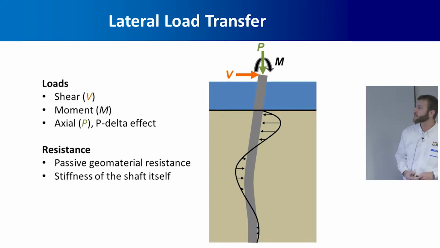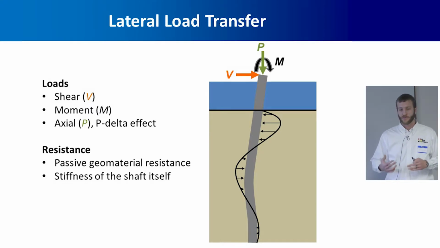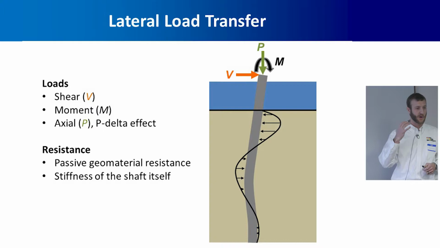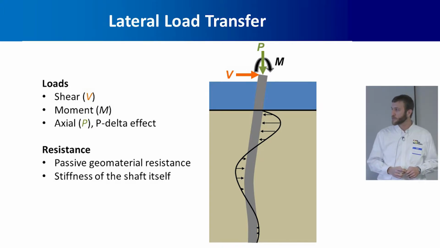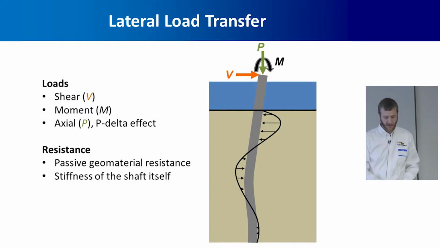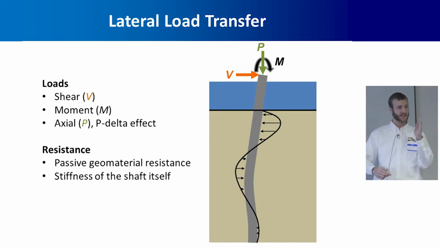So, lateral load transfer. Drilled shafts have to resist lateral loads as well. And we kind of break those down into 3 components: shear, or just horizontal load; moment, or torque, or overturning force at the top; and then axial load plays a little bit of a role in lateral loading as well. So as a foundation bends over, that axial load wants to push it over further. That's what we call a P-delta effect.